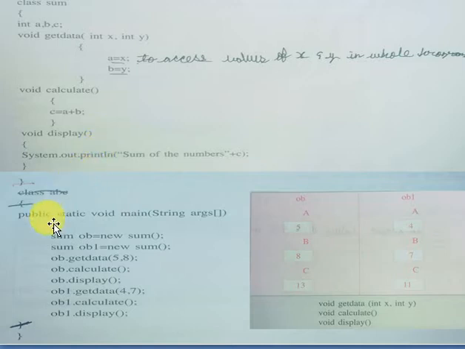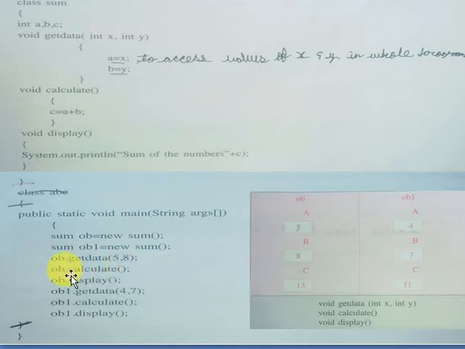Now public static void main. The same class I am writing, so I am only cancelling these three brackets. String args, sum ob is equal to new sum. See, object is created, namely ob. When the object ob is created, it will have its own a, b, c memory location. Then sum ob1 is equal to new sum. One more object is created. See, new is a keyword to create an object. To create an object means memory is allocated for each data member of the class: a, b, c. So the second object is created. Just blanks will be there in it.